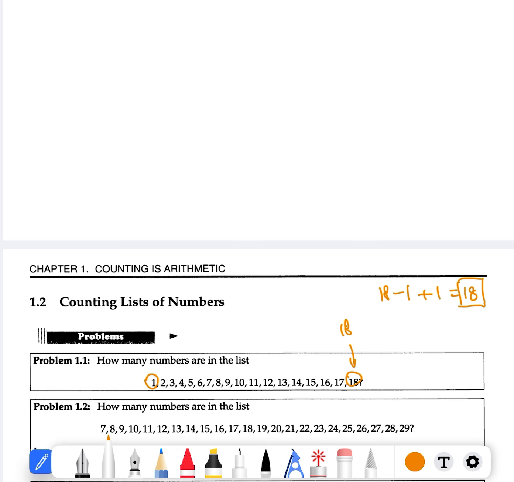Now, let's go to the second problem. How many numbers are in the list 7 to 29? Now, in this problem, the biggest number is 29, the smallest number is 7, and you plus 1. So there are 23 numbers in this list. Now, that's all good and fun.